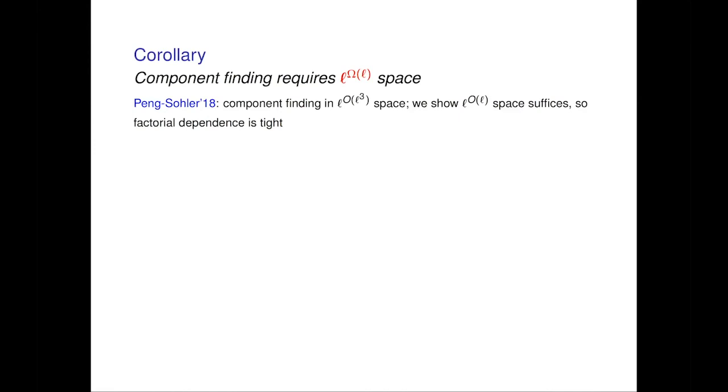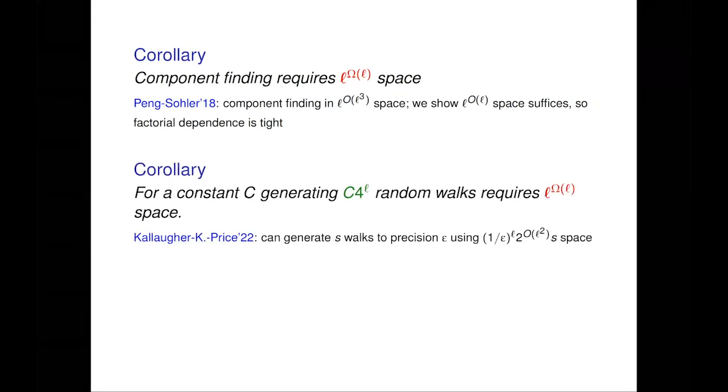Here's what I get now. Well, first, I get the following corollary from my hardness proof, showing that component finding requires space factorial in omega L. Good. One recalls at this point that the result of Peng and Zoller from SODA '18 that I mentioned before uses space L to the order L cubed. So this seems good but not tight. We show, in fact, that it is possible to solve component finding and component counting in L to the order L space. So this factorial dependence is tight. Good.